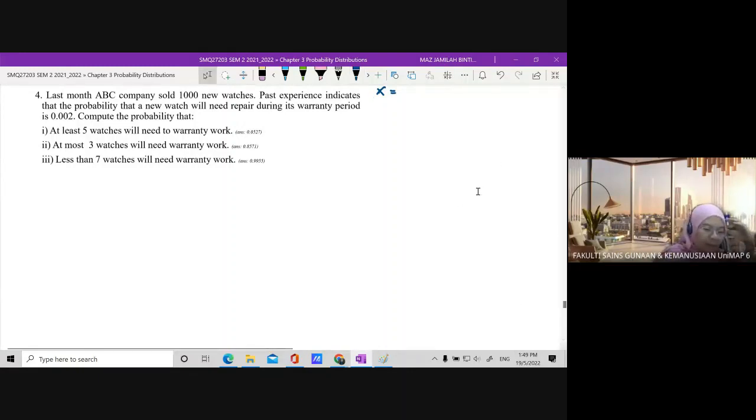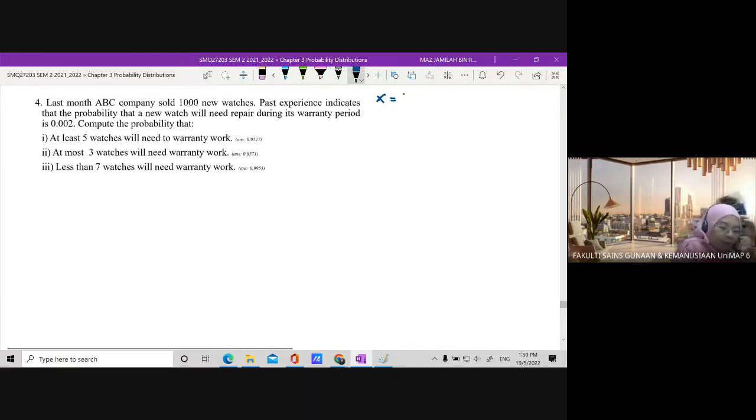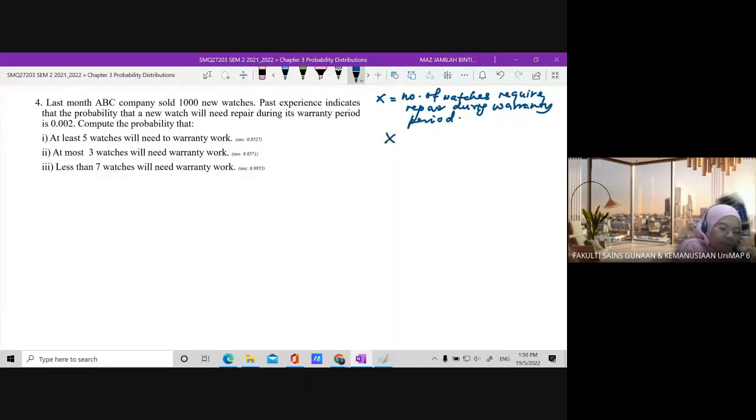This is binomial, yeah? Since we have a number of trials and probability of success. In this case, the success is the probability of the watch needing to be repaired. So X will be what? Number of what? Watches, right? Number of watches requiring repair during warranty period. And we know X follows binomial with number of trials 1,000 and probability of success, that is the watch requiring repair, 0.002.